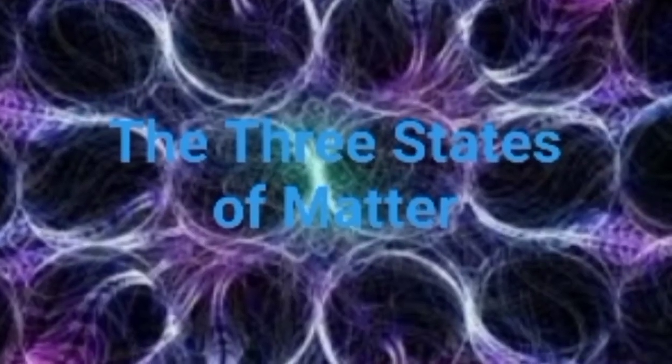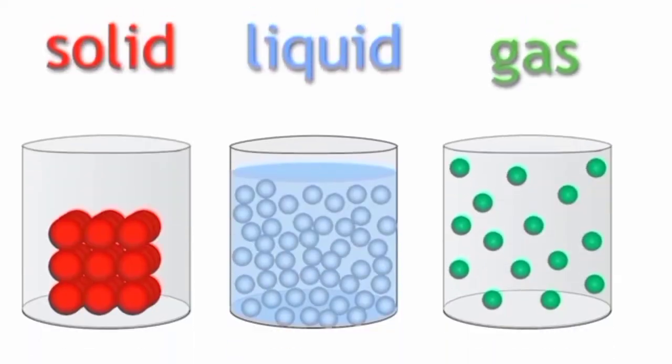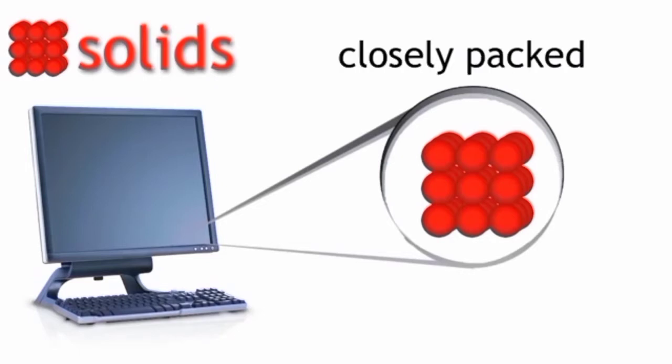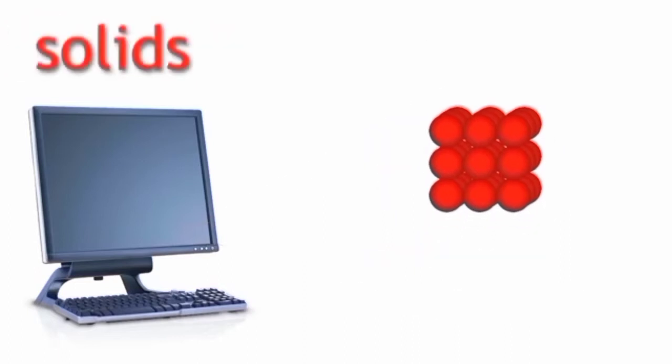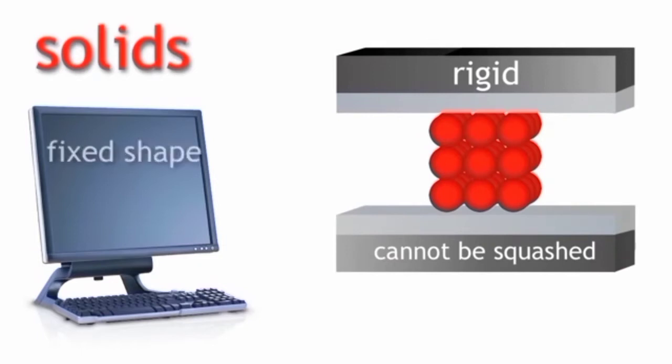The three states of matter are the solid, liquid, and gas. Let us take a look at solids. An example of a solid is our computer. The properties of a solid depend on how the particles are packed together. In a solid, particles are closely packed in a fixed position and they cannot move anywhere. So therefore, solids are rigid and cannot be squashed, and have a fixed shape and fixed volume. They cannot flow.